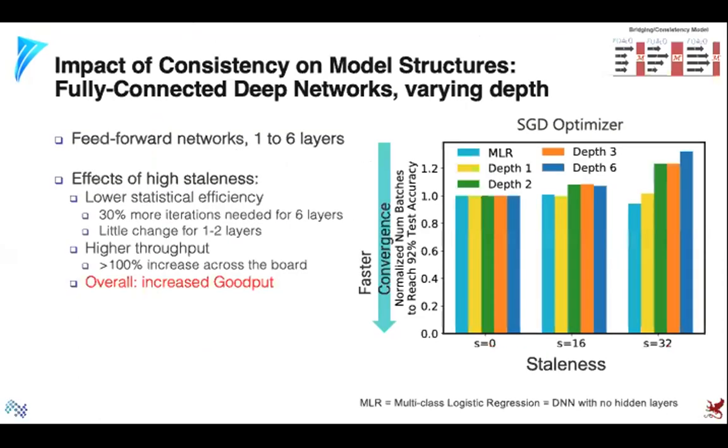Okay. So let's look at some empirical results to back up that theory. If we look at simple feedforward neural networks trained on a small data set like MNIST, with between 0 to 6 hidden layers, we'll see that deeper models experience greater statistical efficiency penalties, basically how many batches of data they need to converge. On the other hand, increasing staleness will greatly increase throughput, usually by 100% or more. Since the statistical efficiency penalty is maybe 30% and the throughput increases 100%, and goodput is statistical efficiency times throughput, therefore goodput increases.